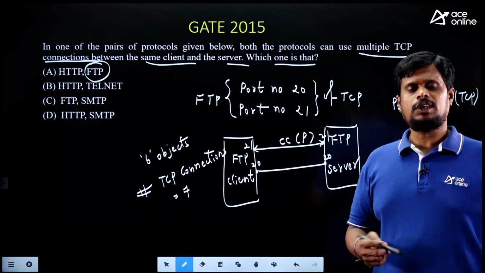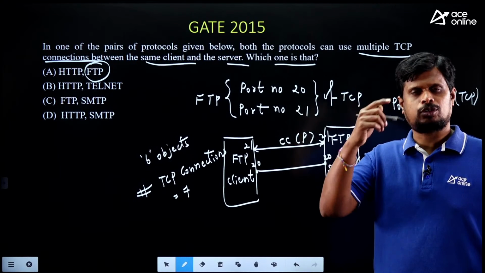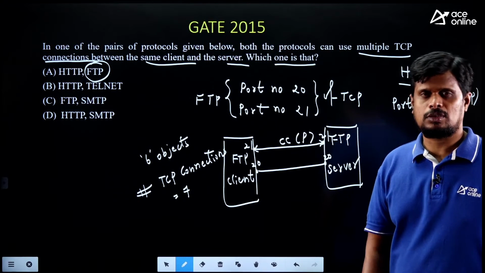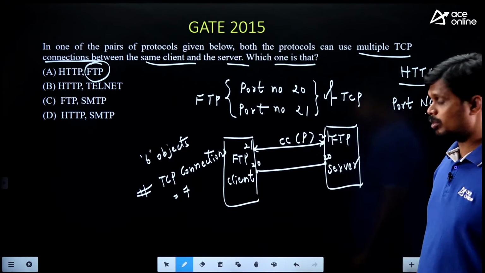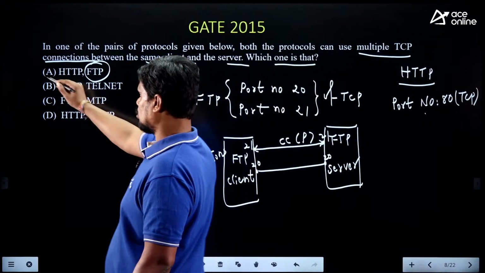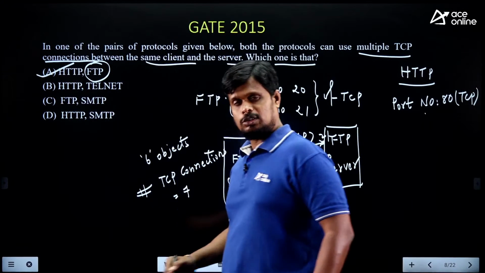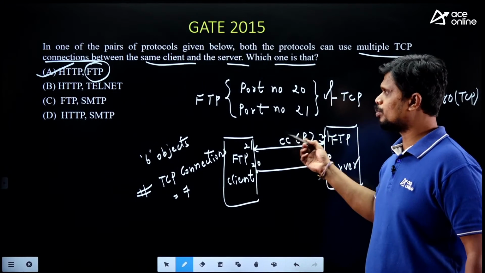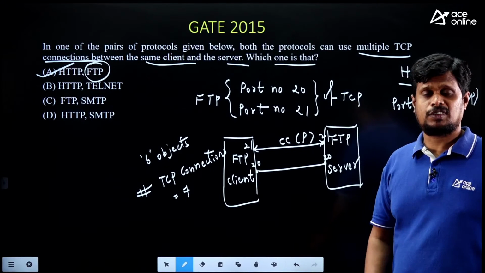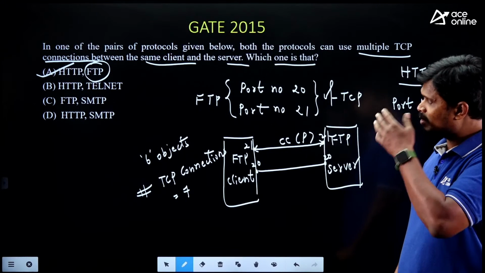So it means for every URL address, you are accessing one tab. So new connection is being established. So that HTTP also uses multiple TCP connections and FTP also uses multiple TCP connections. Hence, option A is the answer for this question. So you need to have some theory related to this particular question. I mean, TCP IP reference model theory, if you are aware, you can easily handle this question.